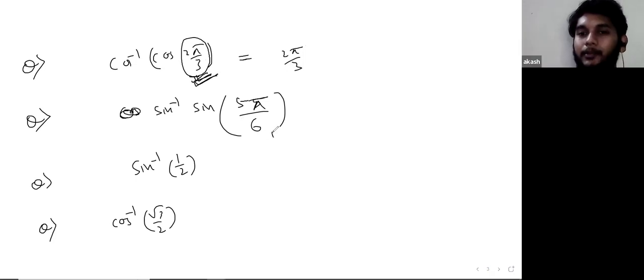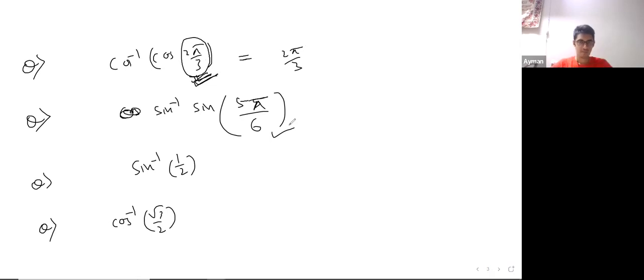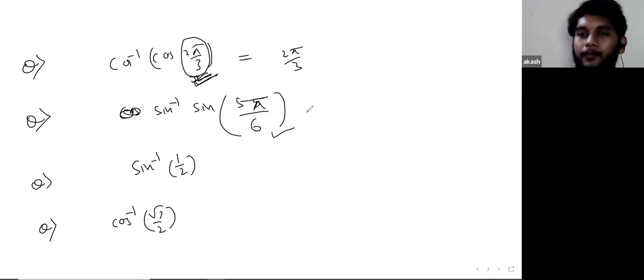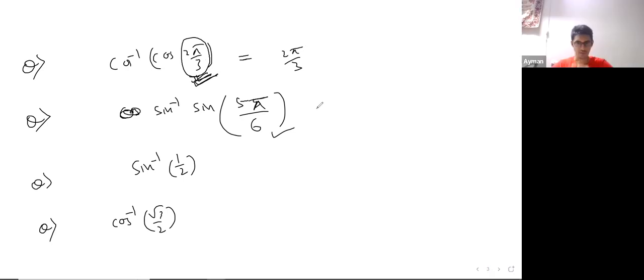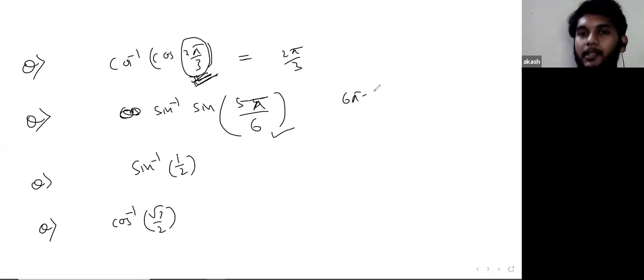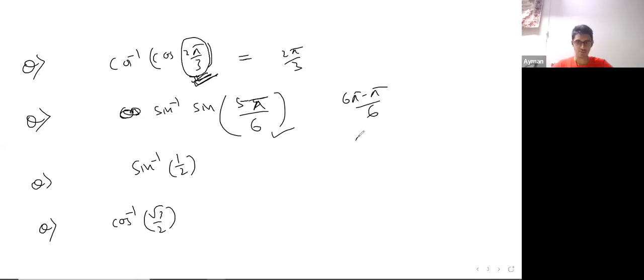And in here, what will we do? Here, pi by 6 is 30 and 150. This does not lie between minus pi by 2 to pi by 2. Absolutely, it's 150. So we have to change this. Rewrite it as pi minus pi by 6.